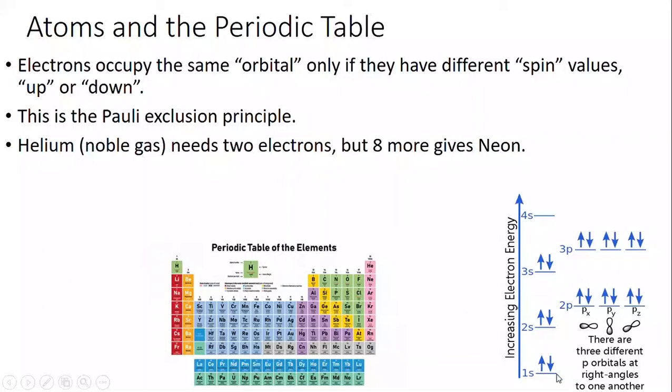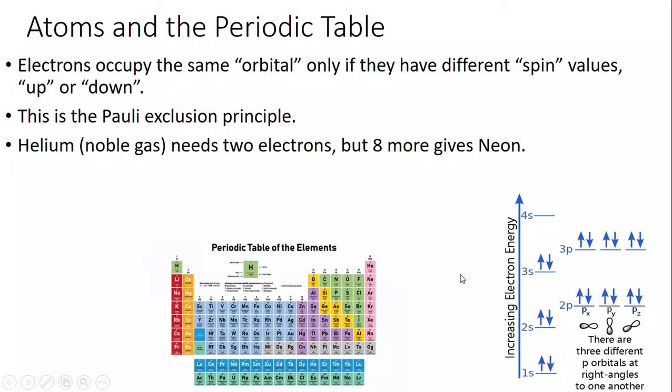Now, you might think that, oh, well, once you fill up the 1s state, you get helium, so therefore, once you fill up the 2s state, you would get another noble gas that's unreactive like helium, but you don't. You get beryllium, which is quite reactive. You don't get a noble gas like neon until you fill up the 2p states. And once you fill up all those, well, then you get a noble gas.